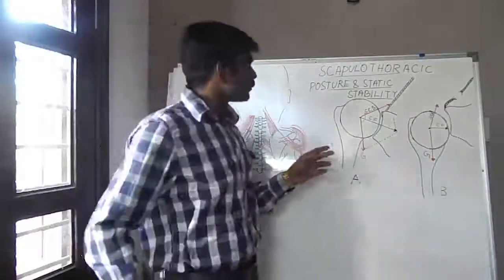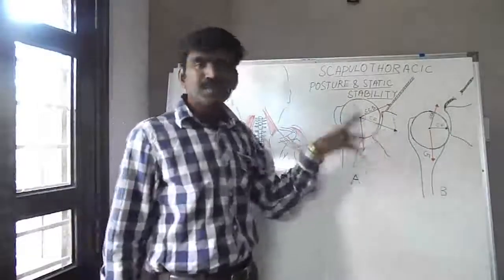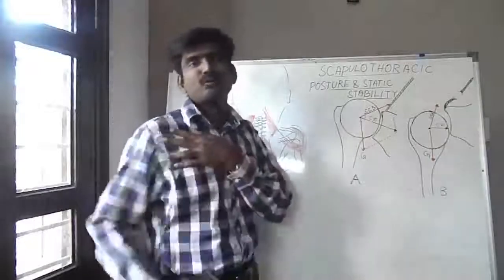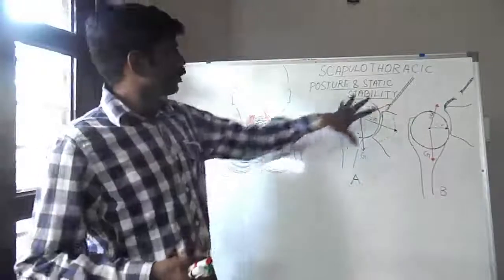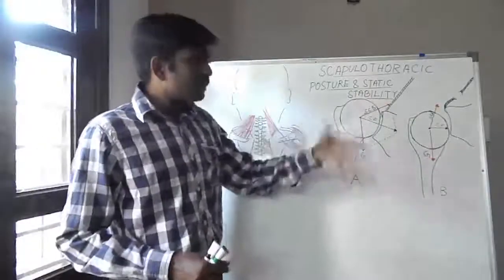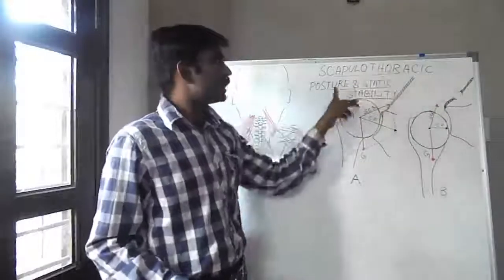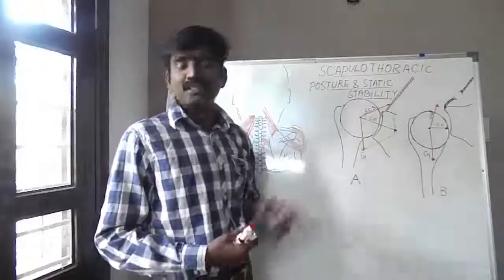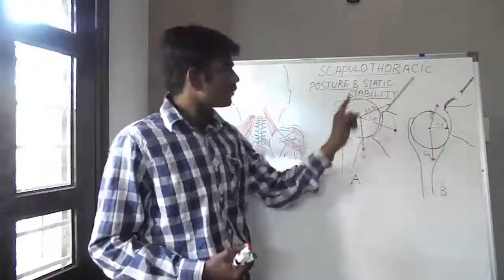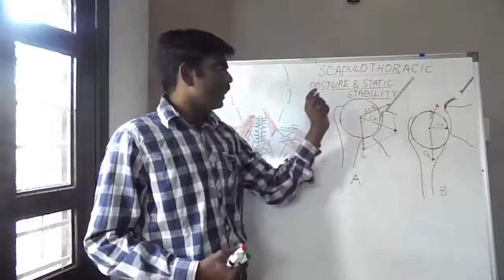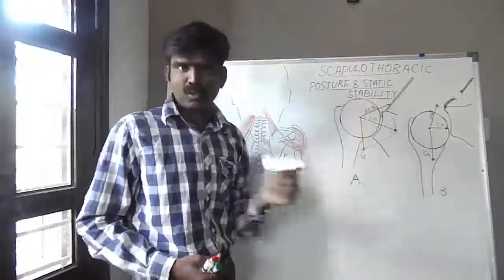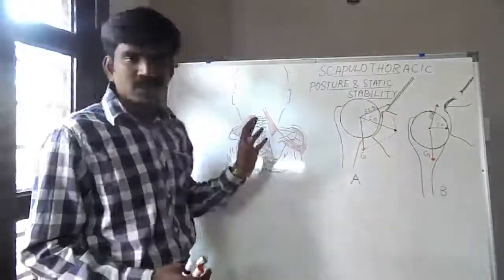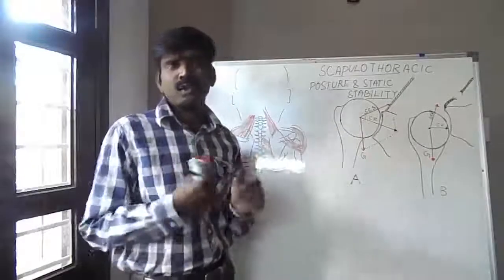So today's topic is how the glenohumeral joint is stabilized when we are not moving the joint, or when we are not performing any movement of the shoulder joint. We will be discussing the role of scapulothoracic posture in the static stability of the glenohumeral joint. So before going into detail, we will be studying the muscles of the shoulder complex.